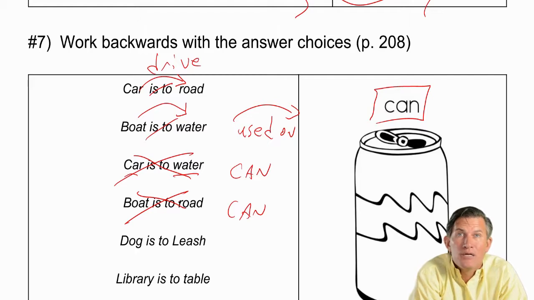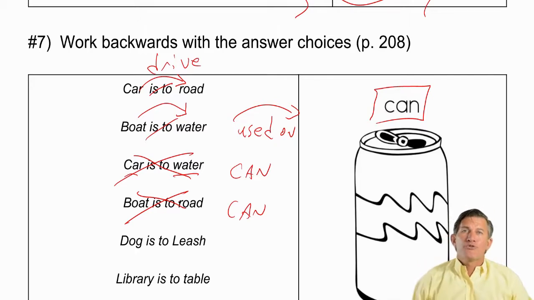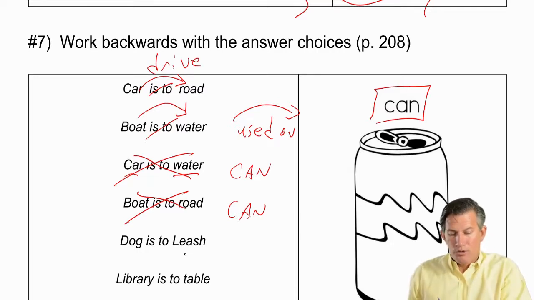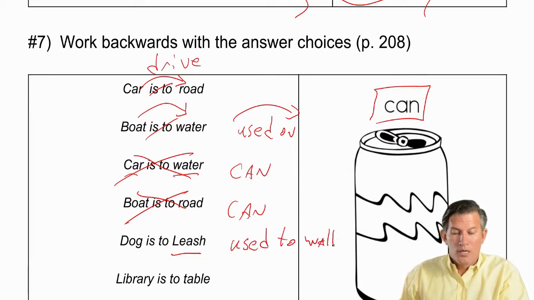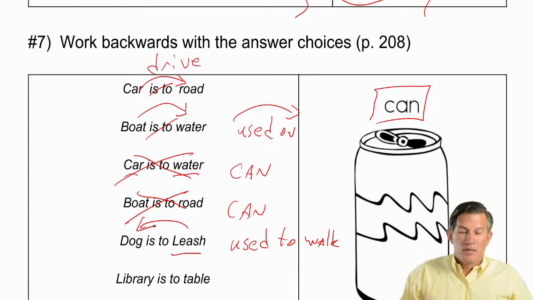Is a dog related to a leash, or is a leash related to a dog? So don't trick yourself. Of course, dogs are supposed to go on leashes, and leashes are supposed to go on dogs, okay? So even though all dogs don't have leashes, most dogs do, and almost all leashes are intended for dogs, okay? Leash is used to walk a dog. Does that make sense?